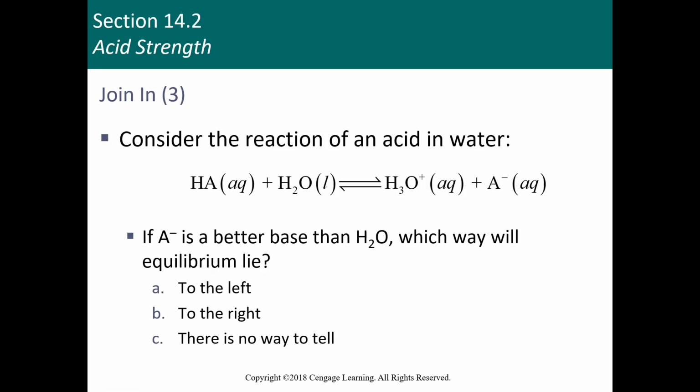So let's consider the reaction of an acid and water. If A minus is a better base than H2O, which way will the equilibrium lie?